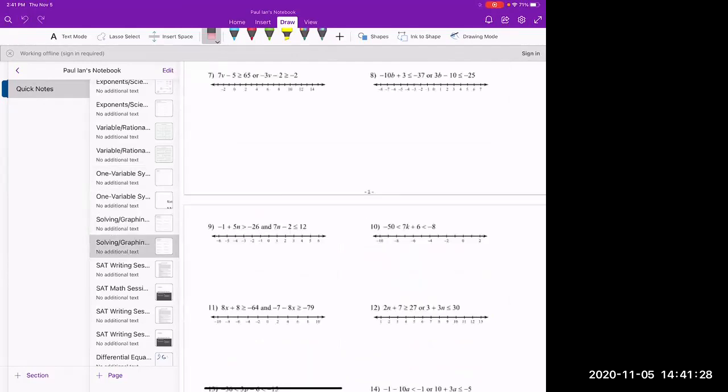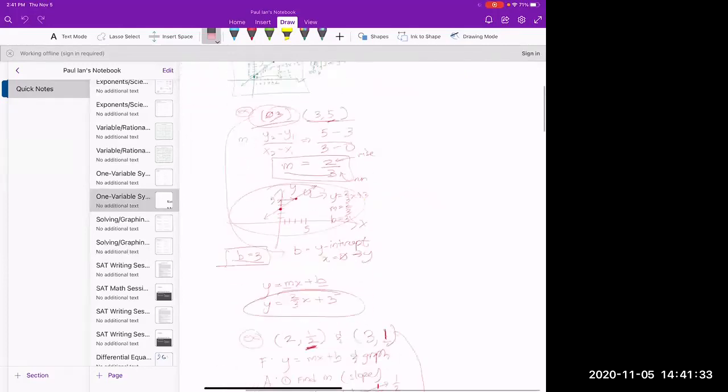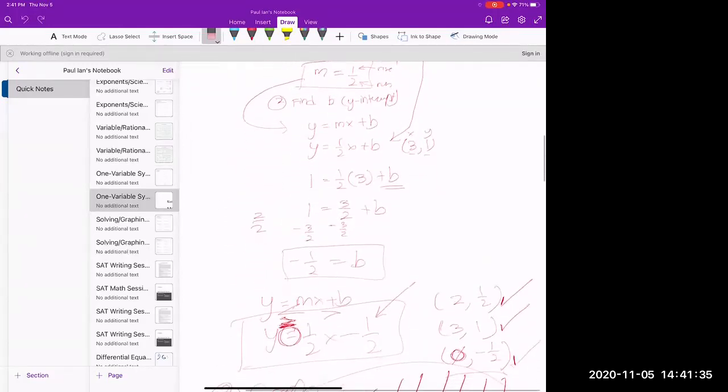Where's the line? What happened to the line? Oh, I think this is the one.